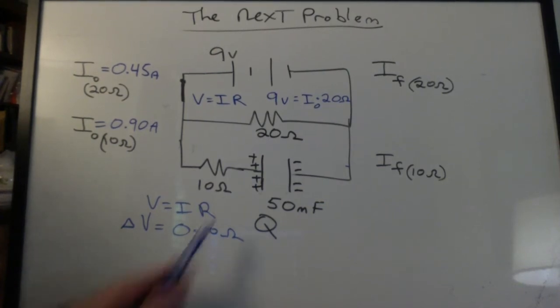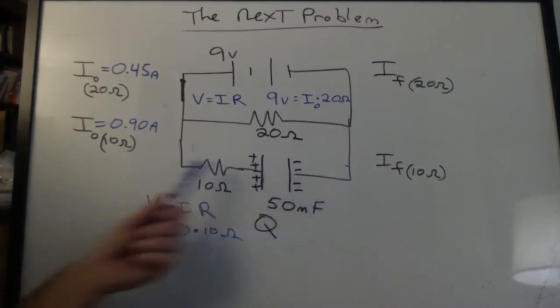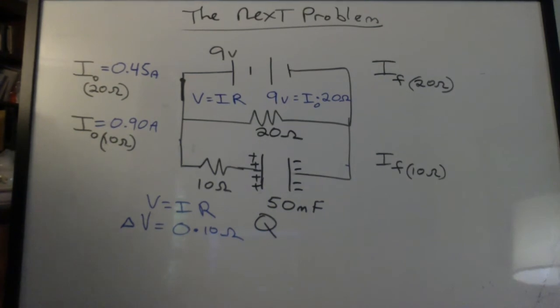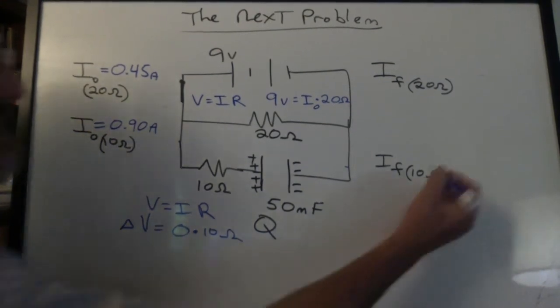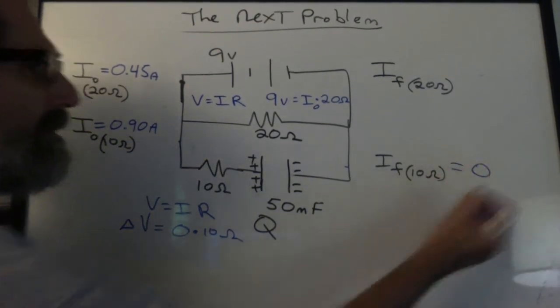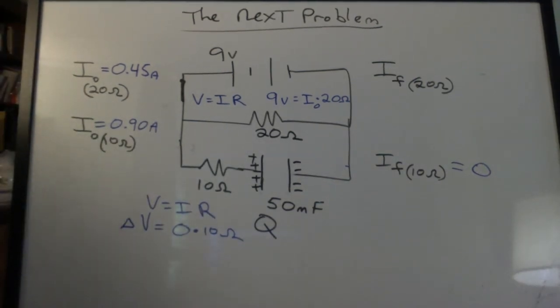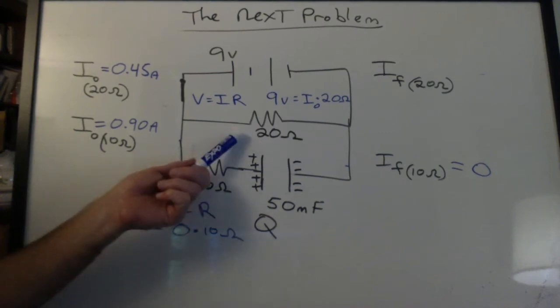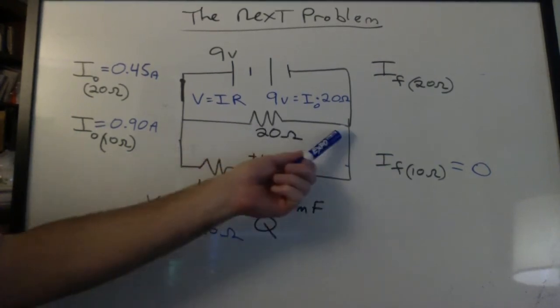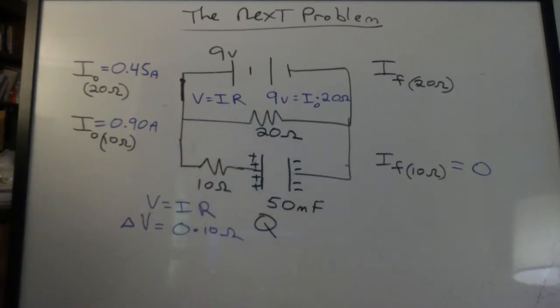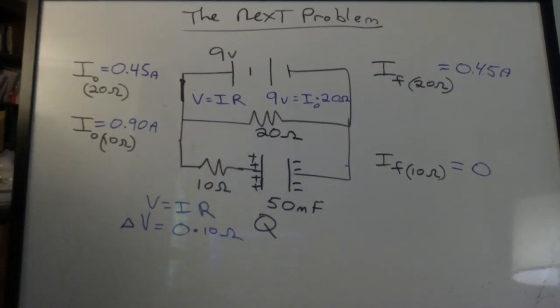What does that mean for the voltage drop across the capacitor? It's going to have to be the voltage drop from here to here. Well, that's going to be 9 volts. So in the end, the current is 0 through that resistor. What about the current through the 20 ohm resistor? It's still got 9 volts across it. Nothing's changed here. It's still going to be the exact same math. And we'll have 0.45 amps through that one at the end.